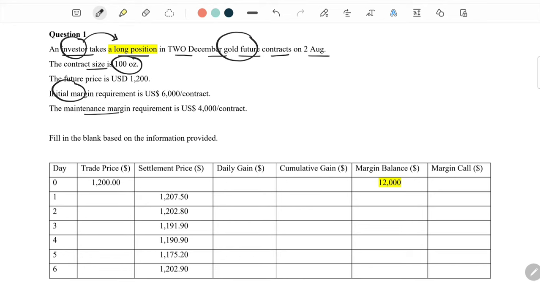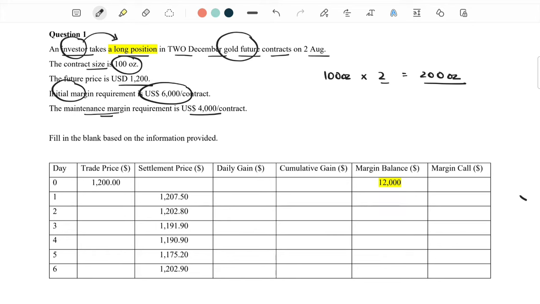So each contract size is 100, meaning to say you are actually playing with 200 ounces here. Because every single contract is 100 ounces, if you have 2 contracts, it's going to be 200 ounces. The futures price is 1,200, the initial margin is given here as 6,000, and the maintenance margin is 4,000. So without further ado, let's start the calculations now.